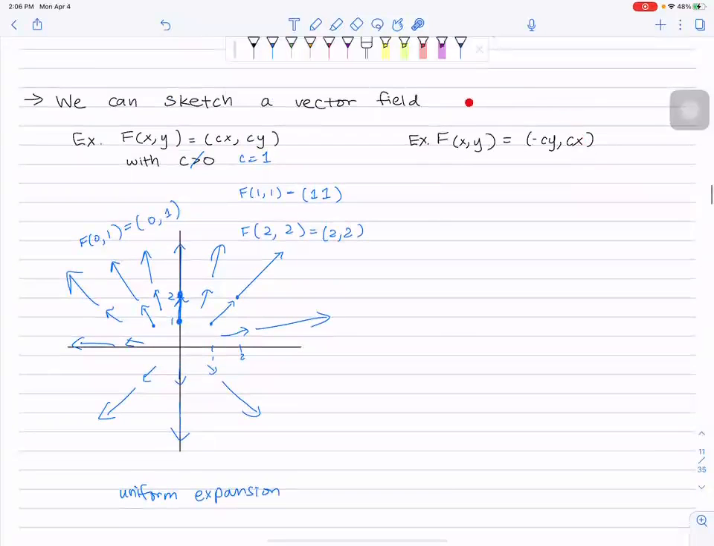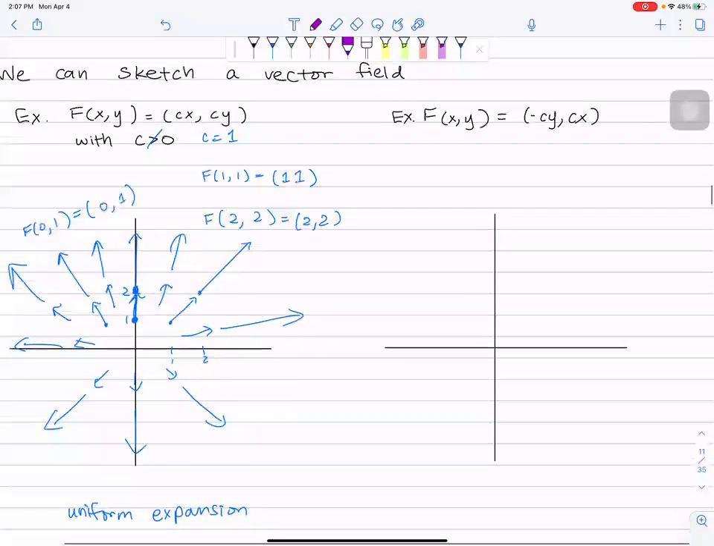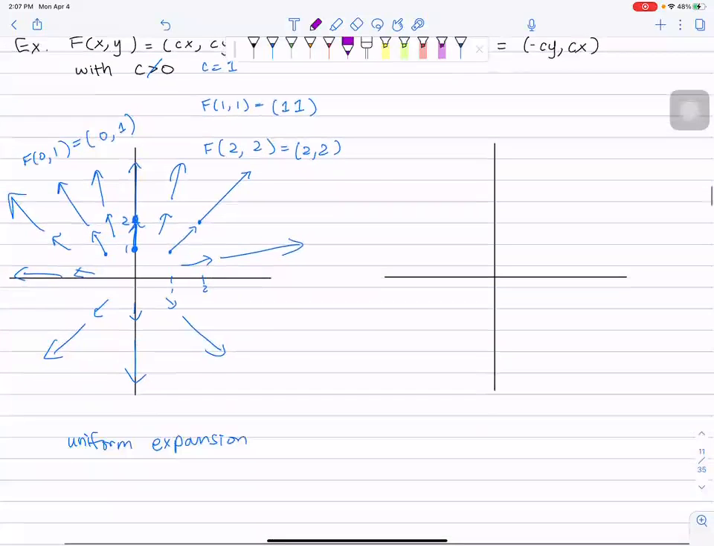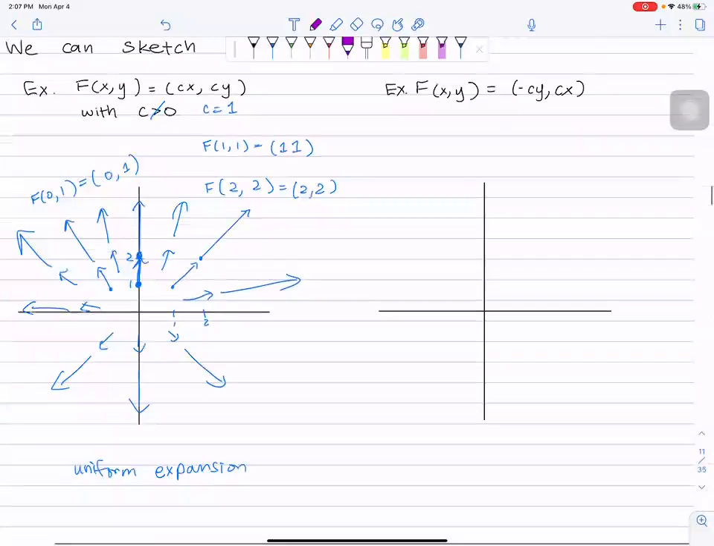Okay, what about this second one? Does someone have an idea of what this would end up being? You can try to test out points and see what it looks like. Yeah, so it's going to be a rotation one. And so you can keep testing points.